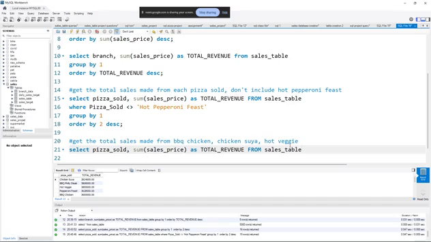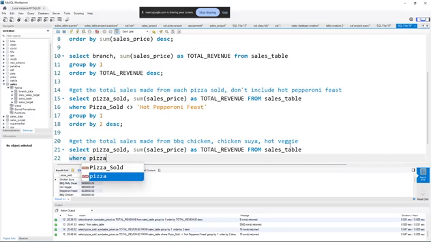Now, in my where clause, what's going to be my where clause? Who can give us an answer? Where what? Where pizza sold, who's going to help us? Where pizza sold in. Now, where pizza sold was in, okay, thank you very much.